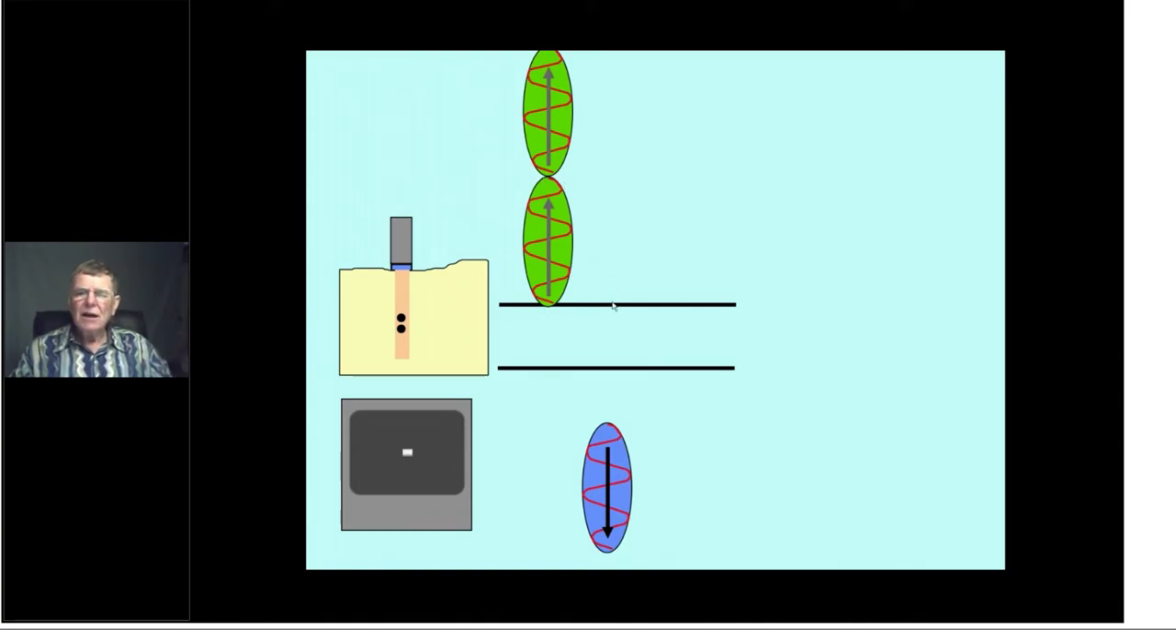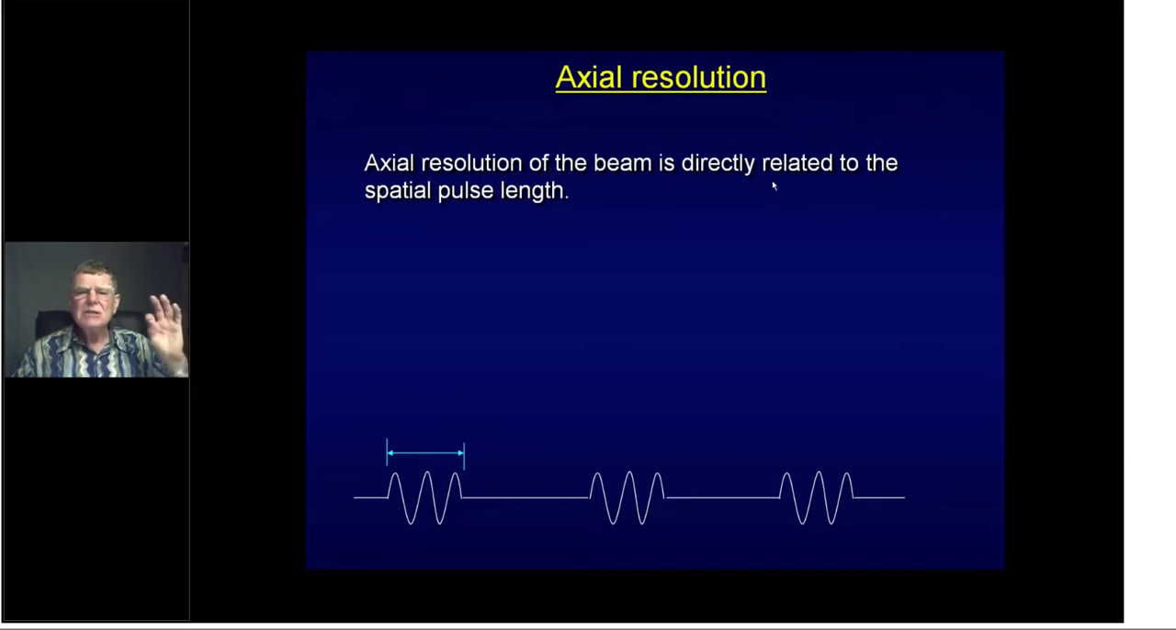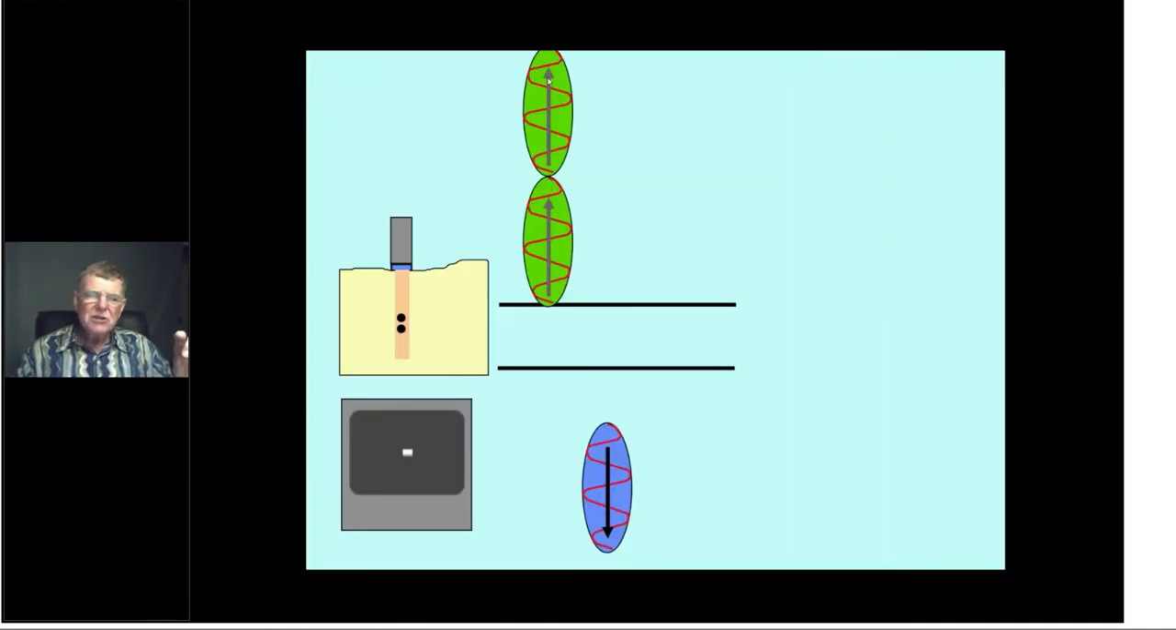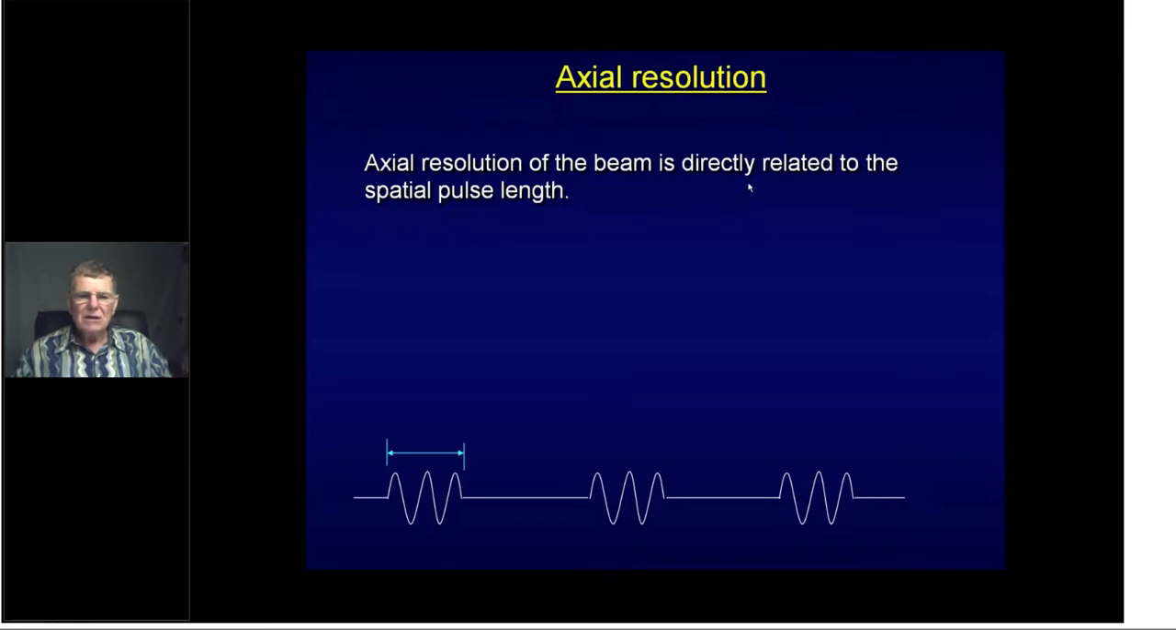It occurred as soon as those two interfaces got to the point of being 1/2 the spatial pulse length apart. So axial resolution of the beam is directly related to the spatial pulse length. You can imagine in this case, if we shortened the pulse, all would be well. Both of these would be shorter and they'd be separated. But because the pulse length is this long, that occurs. So it's directly related to the spatial pulse length here.